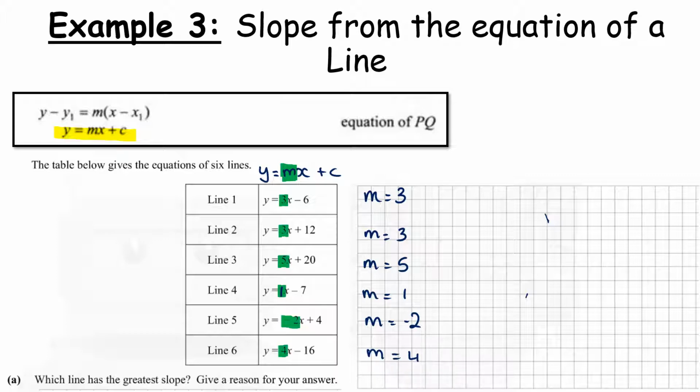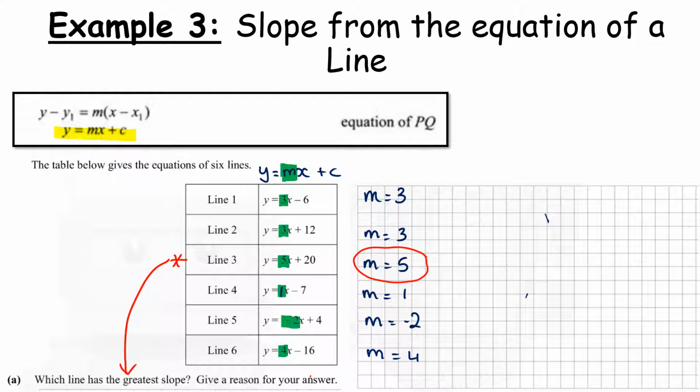So from this, which line has the greatest slope? So the one with the greatest slope is the biggest number, regardless of whether it is positive or negative. And in this case, that's a 5. So our answer is line 3 has the biggest slope.